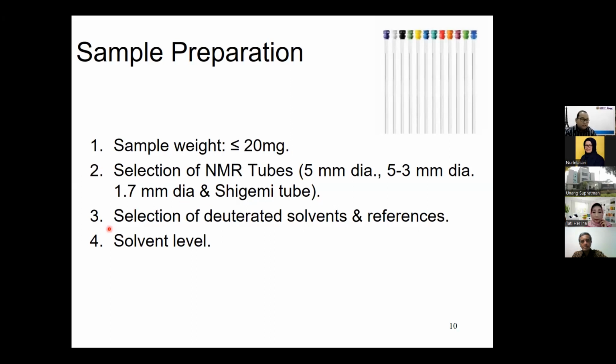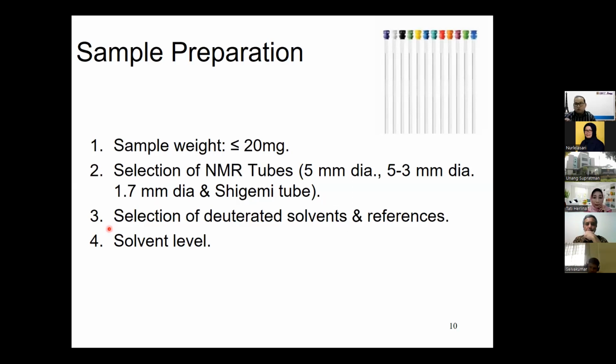So the third one is the selection of deuterated solvent and reference. This is very important. If you choose a good solvent, usually what we use is CDCl3. If you use something other than this, you have to consider the price, the reference peak, and also the solubility. CDCl3 is the cheapest compared to acetone-d. For example, 100 ml of CDCl3 costs around 500 ringgit Malaysia, while 25 ml of methanol-d costs around 600 ringgit Malaysia.